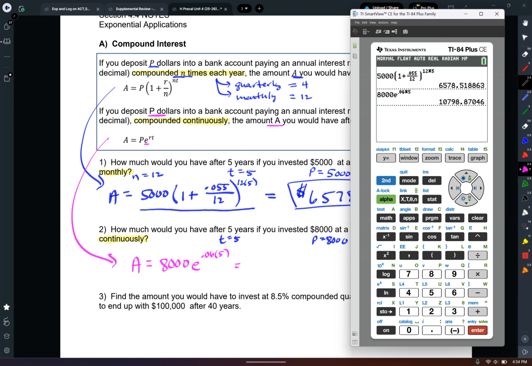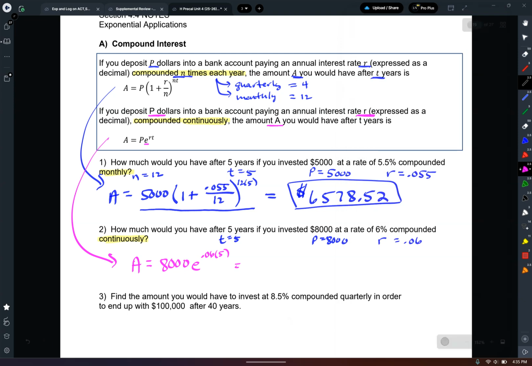So in this case, we start with 8,000. And this time, after 5 years, we end up with $10,798.87.